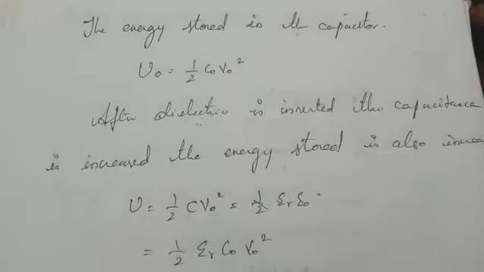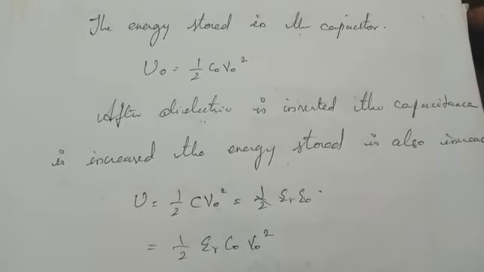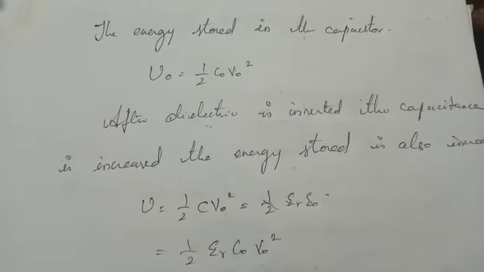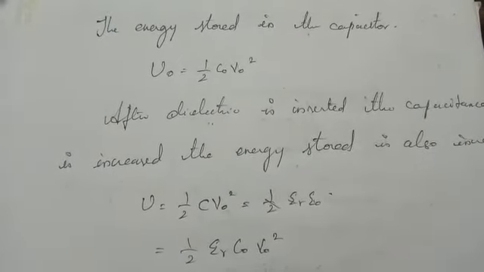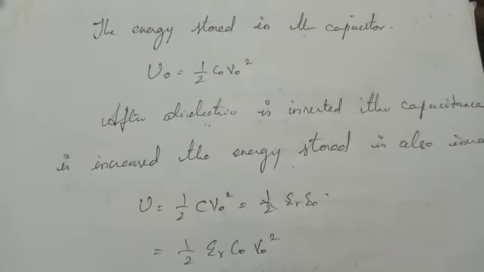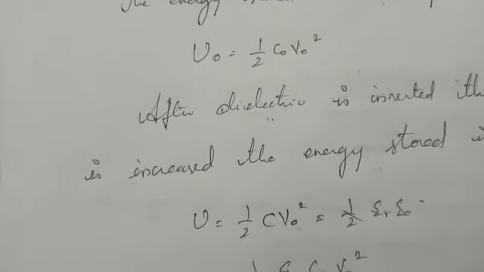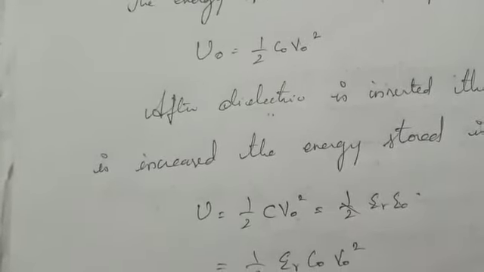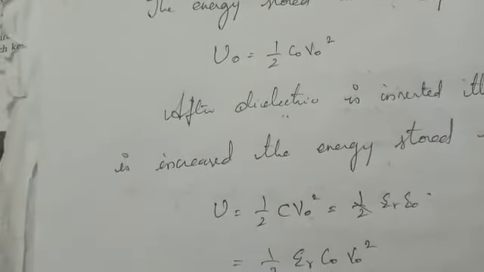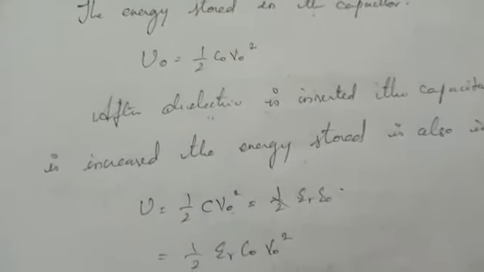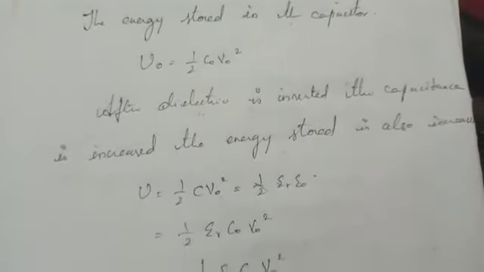Also, the energy stored in the capacitor is U naught equal to half C naught V naught square. We don't take the value of half Q naught square by C naught, because here both the charge and capacitance are changed, whereas V naught remains constant. That's why we have to take this value for the energy stored in the capacitor.